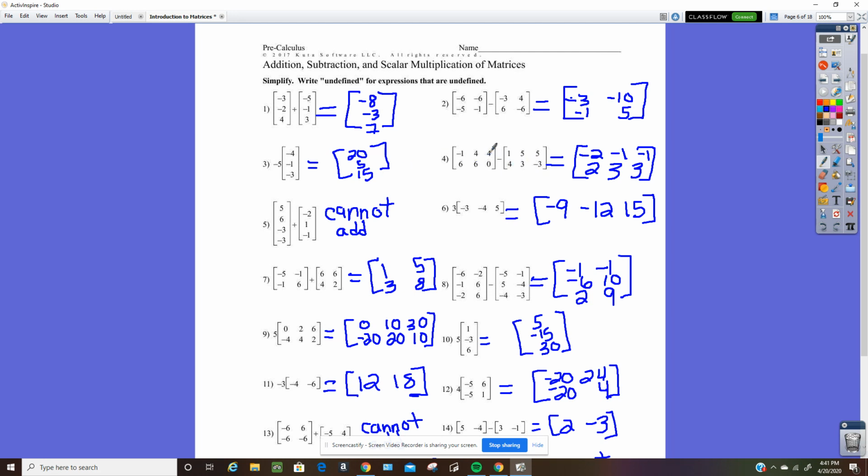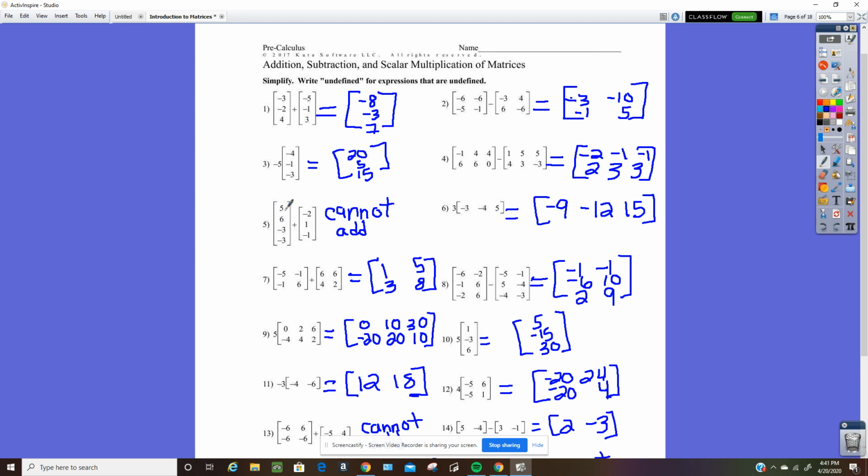In number 4, you're going to subtract the corresponding entries. You have a 2 by 3 minus a 2 by 3. So you're going to end up with a 2 by 3. -1 minus 1 is -2. 4 minus 5 is -1. 4 minus 5 again, -1. 6 minus 4 is 2. 6 minus 3 is 3. 0 minus a -3 is +3.